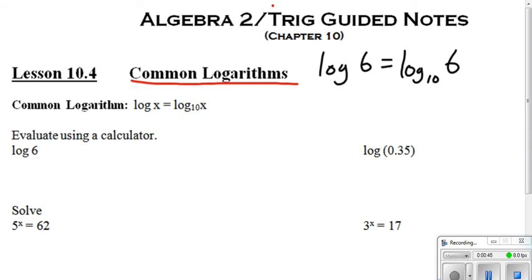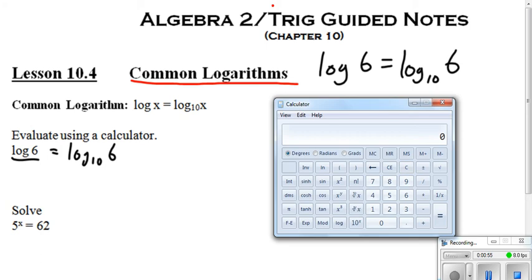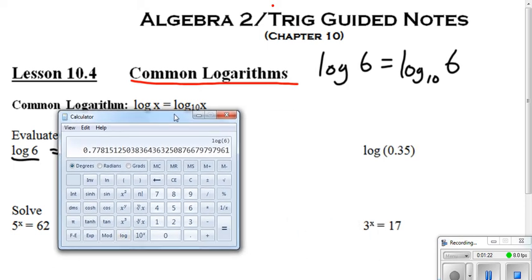So if we wanted to find log base 10 of 6, remember this means log base 10 of 6, if you go into your calculator and type in log 6, so it's the log base 10 of 6, or log 6, we would have our answer of 0.778. And again, that's just by strictly plugging it into a calculator.